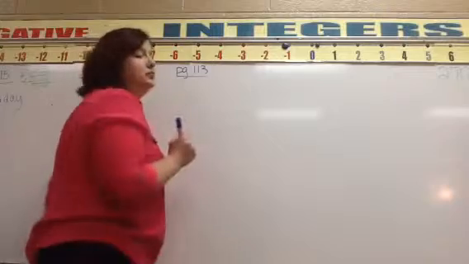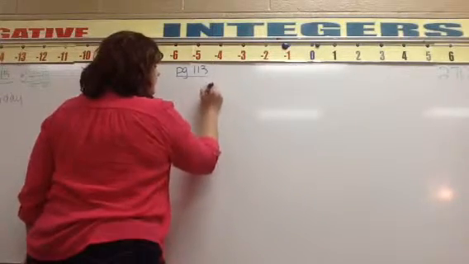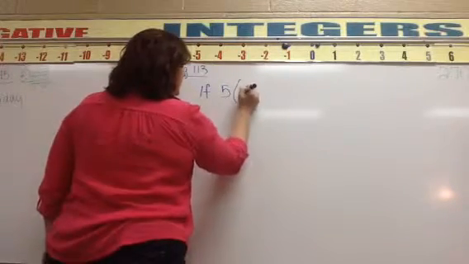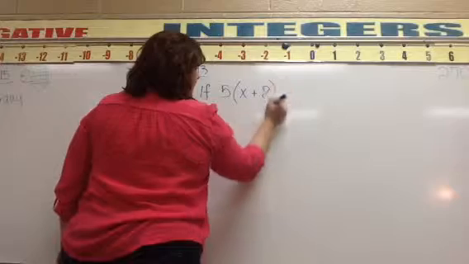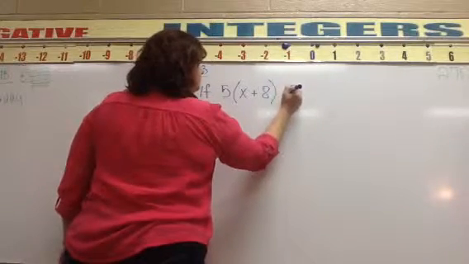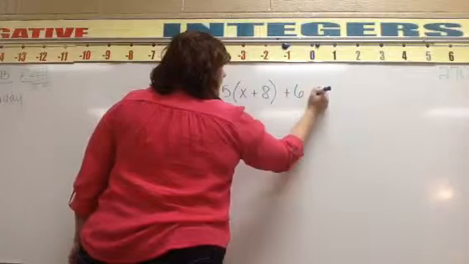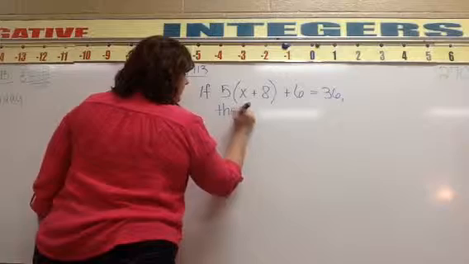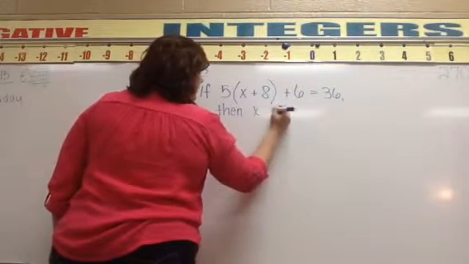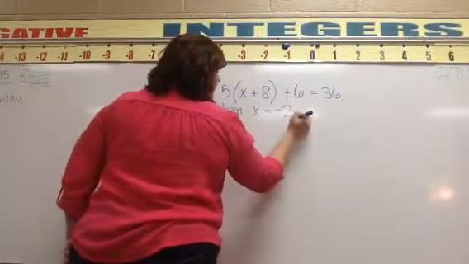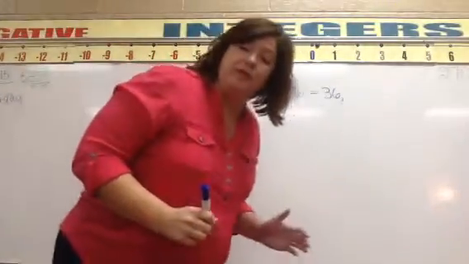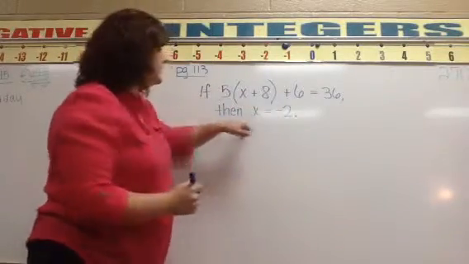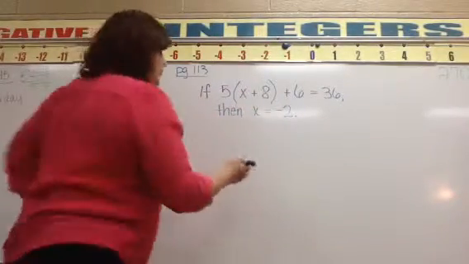Okay, in a proof, here's the one I'm going to give. I'm going to say if 5 times the sum of x and 8 plus 6 equals 36, then x equals -2. So what I'm going to do is write a proof for this. Now, I wrote it as an if-then statement. This is the hypothesis. This is the condition. So what I'm going to do is write a proof to prove it's true.